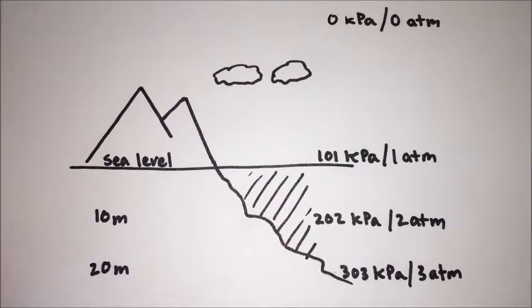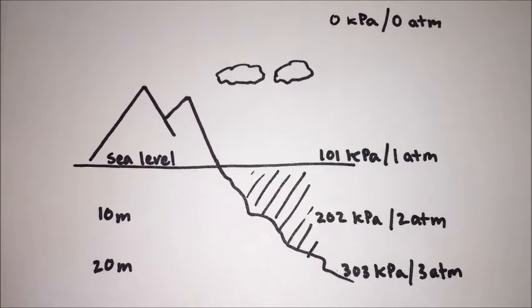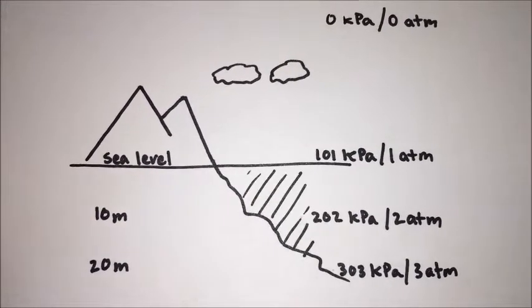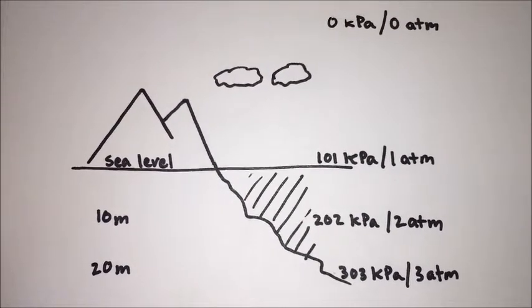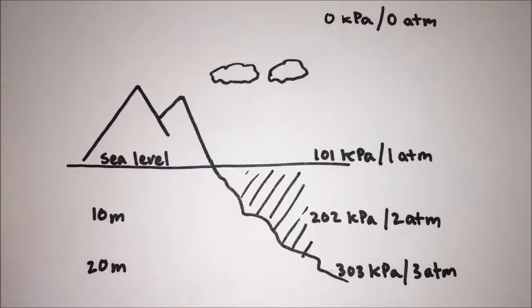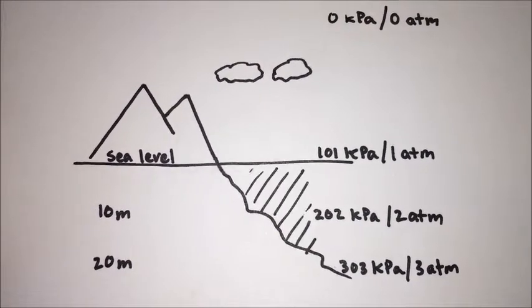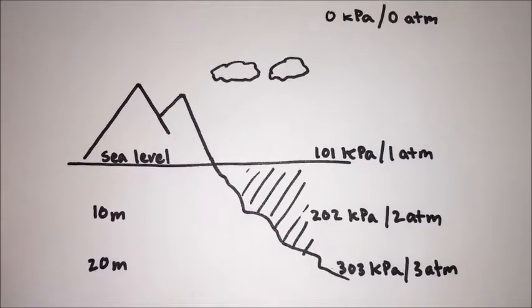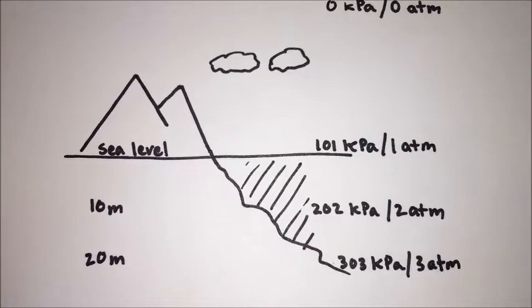Again, remember the cake. All the air particles are being pressed down. If we go below sea level, 10 meters, we are at 202 kilopascals, or 2 atmospheres. We go another 10 meters to 20 meters, we're at 303 kilopascals, or 3 atmospheres of pressure.